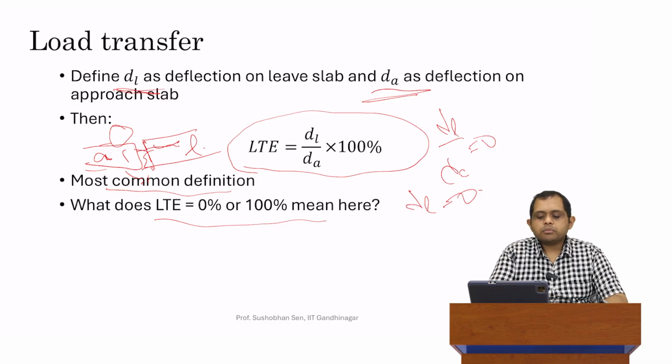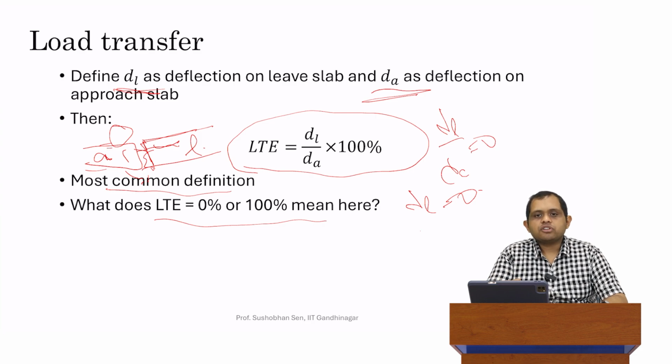If dL is 0, that means the deflection of the leaf slab is 0, which means the leaf slab is not participating at all in the load transfer process. There is a finite deflection in the approach slab, dA, but the deflection in the leaf slab is 0, which is to say load transfer efficiency is equal to 0, which means that there is no load transfer. The leaf slab is not playing a role in this process. This is actually quite a bad case. You don't want such a situation to happen. And in general, this sort of situation will not happen in practice. In practice, you'll have at least a little bit of load transfer. And we'll see about sources of load transfer in a couple of slides.